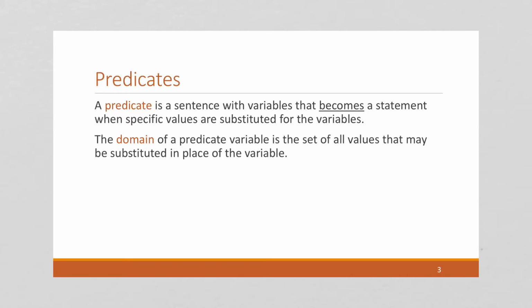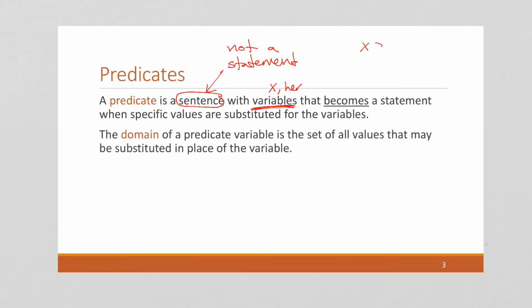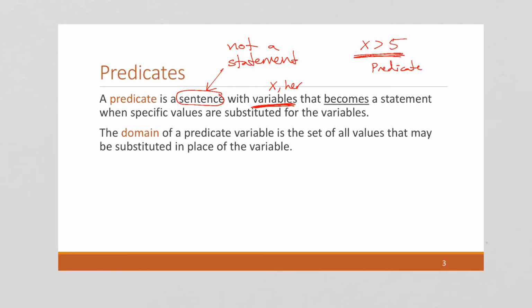Okay, so what is a predicate? It's a sentence. Now notice this does not say statement. It is not a statement. It is a sentence with variables like X or her that becomes a statement once specific values are substituted for the variables. So we saw some of these before. When we said before X is greater than 5, I said that's not a statement because we don't know the truth value, but this is a predicate. Or she is a math major. Again, it's not a statement because we don't know who she is. It's a predicate because once we know who she is, once we know the variable, we can substitute it into the sentence, and then the sentence becomes a statement.